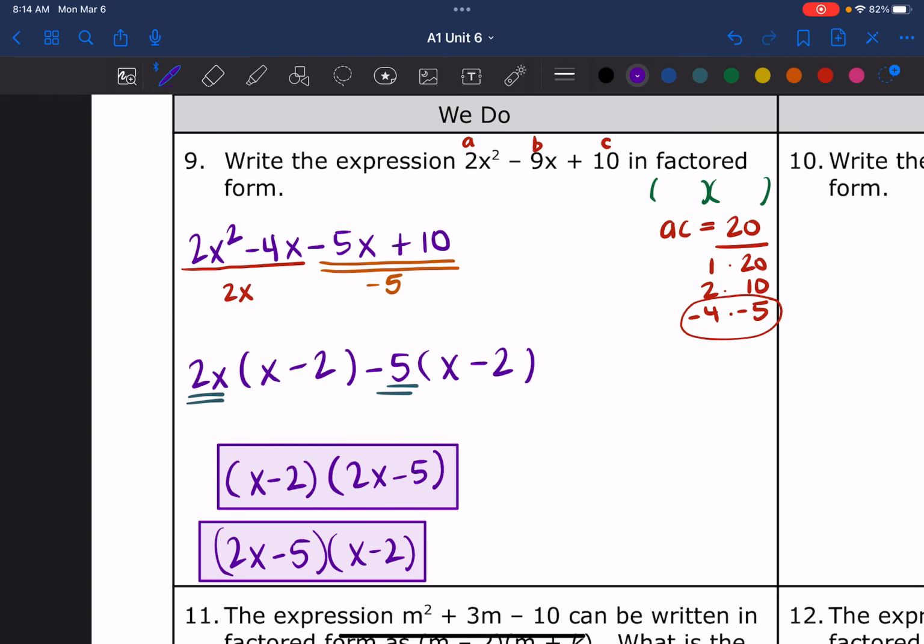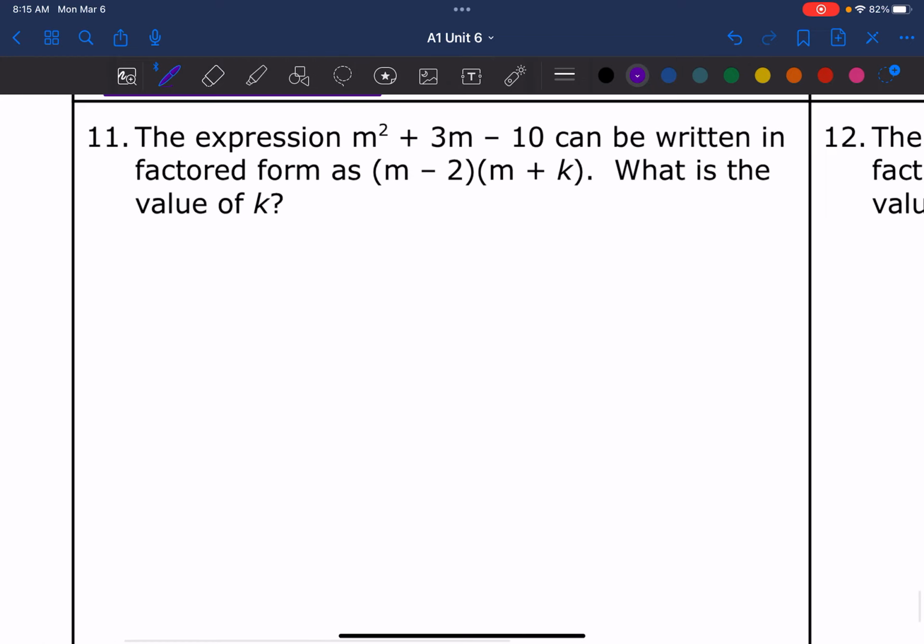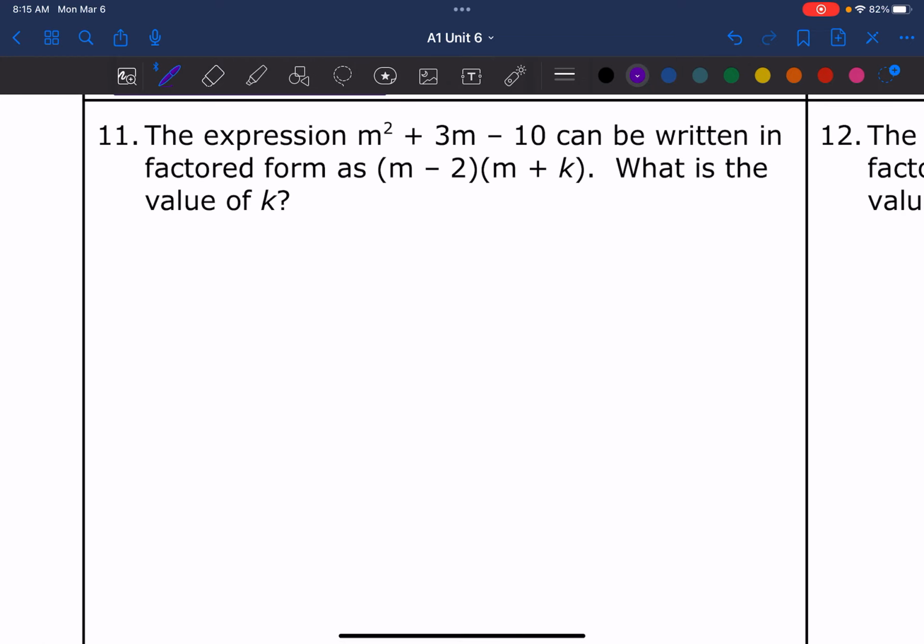Okay, let's look at our next one. It says the expression m squared plus 3m minus 10 can be written in factored form as m minus 2 times m plus k. What is the value of k? So they're saying that this, if you factor it, it's going to give you two sets of parentheses like we know it would. They did half of it for you.